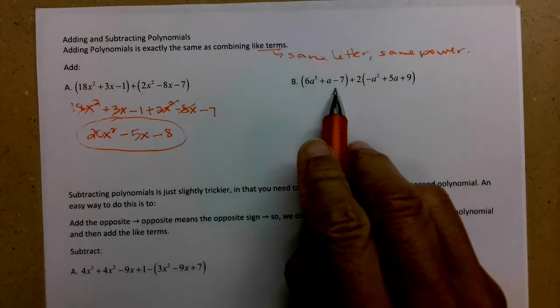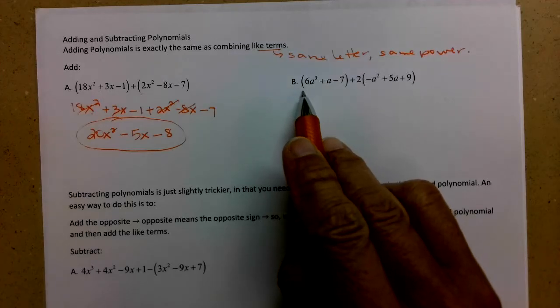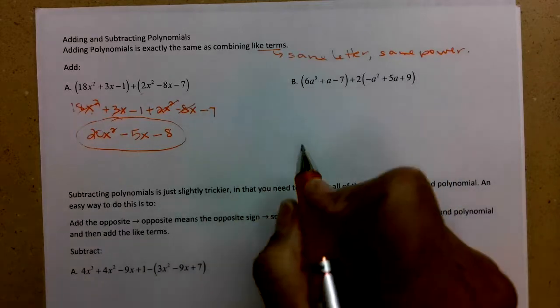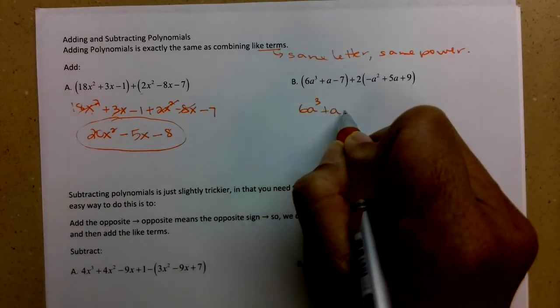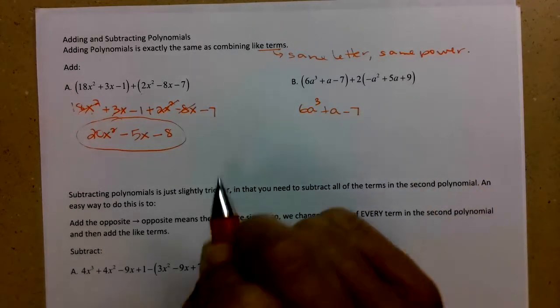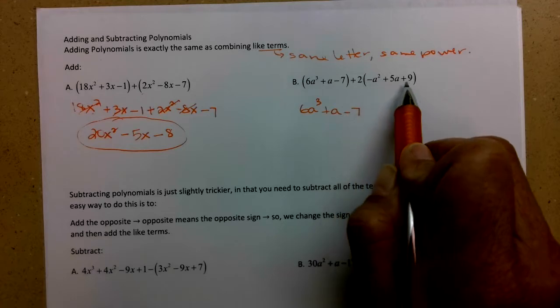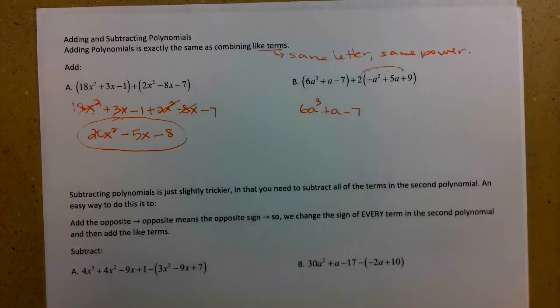Now, on my second example for adding, again, check out your first parentheses. Nothing in front, no exponent. I can just drop the parentheses. So 6a cubed plus a minus 7. Now, on my second set, I do have a 2 in front. This is a 2 multiplying everything in the parentheses, so I need to distribute it on through.